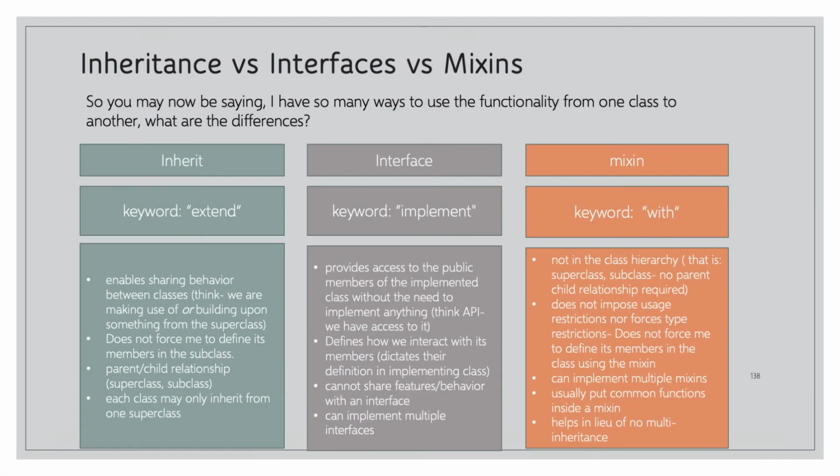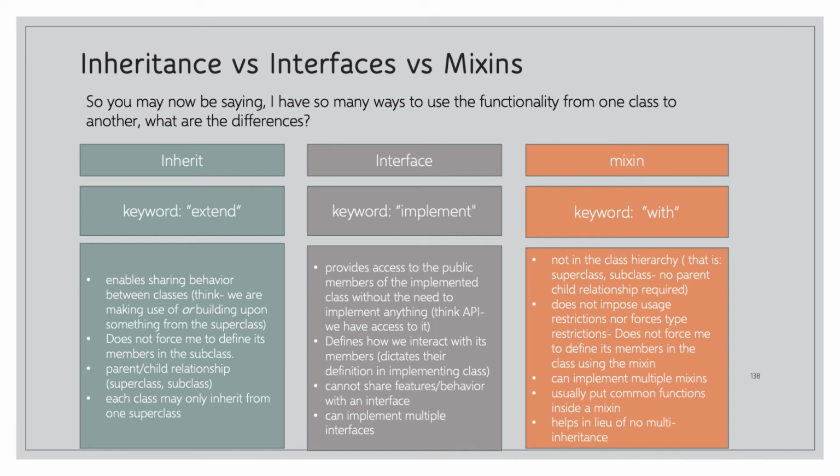All right, I created this depiction just for you and me. So you may be now saying to yourself, I have so many ways to make use of the functionality and the members from one class to another. What are the differences? So let's go through this. First, we learned about inheriting. To inherit one class from another, we use the extend keyword. It enables sharing behavior between classes. Think we are making use of or building upon something from the superclass. It doesn't force me to define its members in the subclass. There is a natural parent-child relationship from superclass to subclass. Each class may only inherit from one and only one superclass.